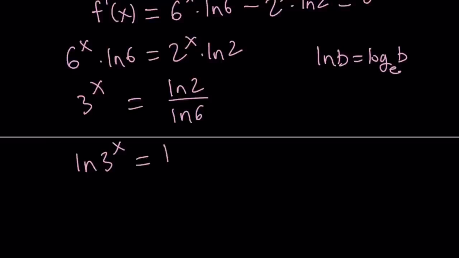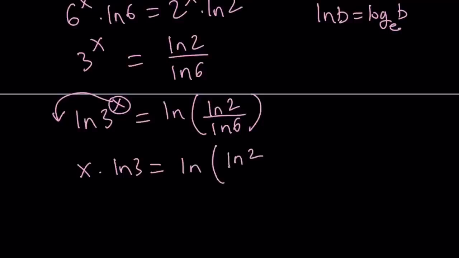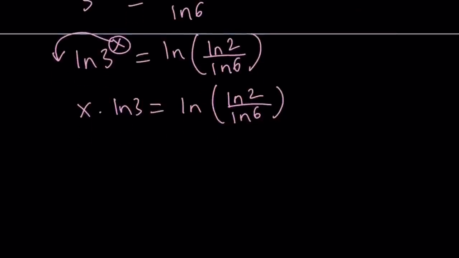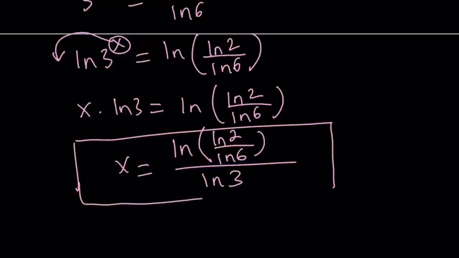We're going to have ln of ln's, and x, you can go ahead and bring it down. x times ln 3 equals ln of ln 2 over ln 6. You can also write this as difference of ln's, but that's not super important. Now we want to find the critical value, the x coordinate. So let's go ahead and divide both sides by ln 3. And there you go. This is our x value, where the function has a horizontal tangent.